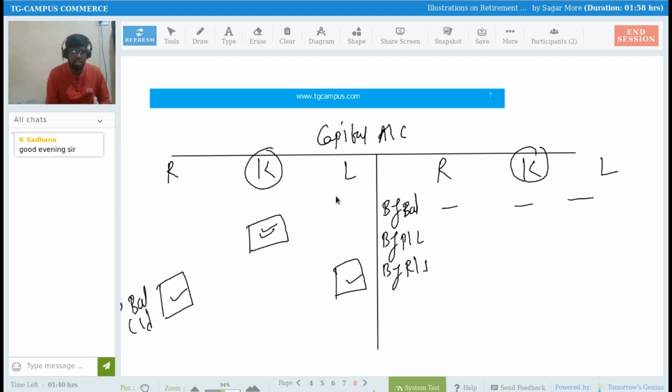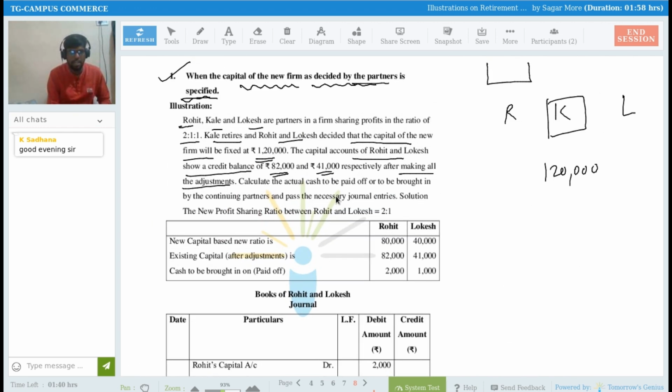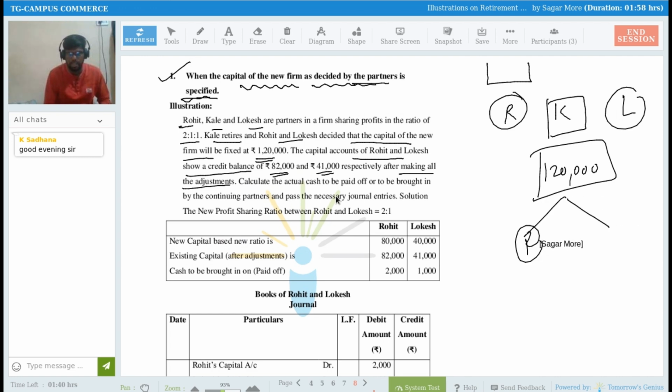So what they are saying here in the adjustment, read that adjustment once again. I know the total capital, that is Rohit and Lokesh together, is 1,20,000. But how much is Rohit's and how much is Lokesh's, that I don't know, I need to find out now. So how to find that out? The capital account of Rohit and Lokesh showed a credit balance of 82,000 and 41,000 respectively after making all the adjustments. What does it mean?